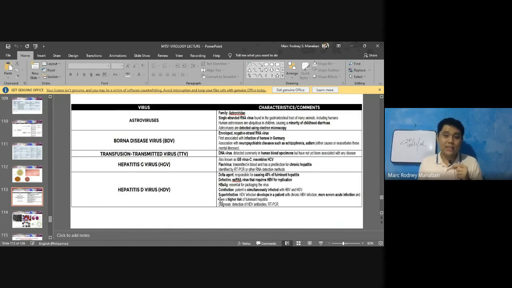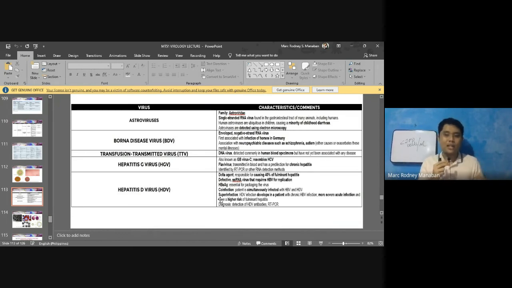Next, you have TTV, transfusion transmitted virus. So it's transmitted through blood, and it's a DNA virus. That's its name, TTV, transfusion transmitted virus. A DNA virus commonly found in blood specimens, but not associated with any disease. Next, you have hepatitis G virus, also known as GB virus type C, because it resembles your HCV.